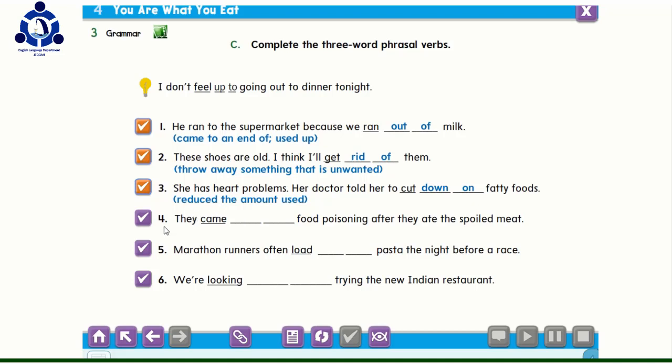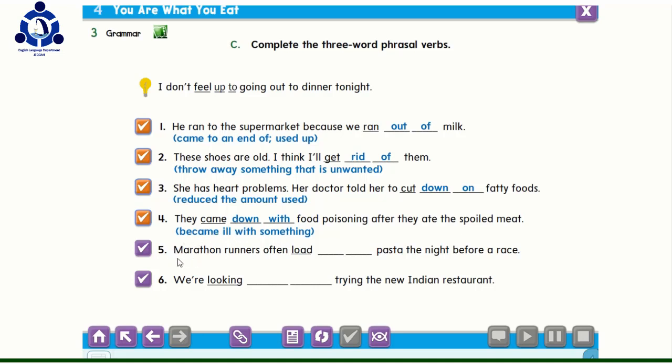Look at the fourth sentence. They came food poisoning after they ate the spoiled meat. After they ate the spoiled meat, they came food poisoning. So what do you think? Came down with, became ill with something.